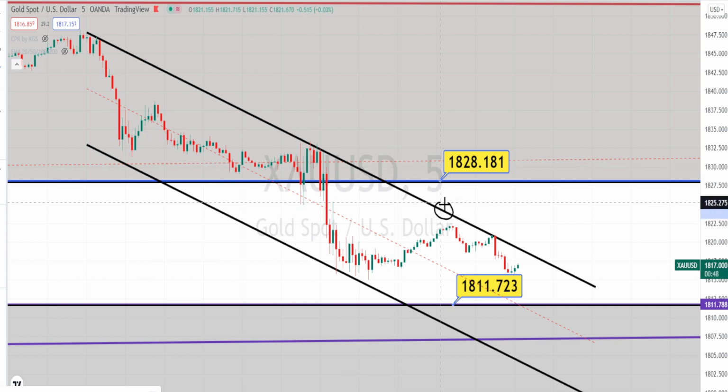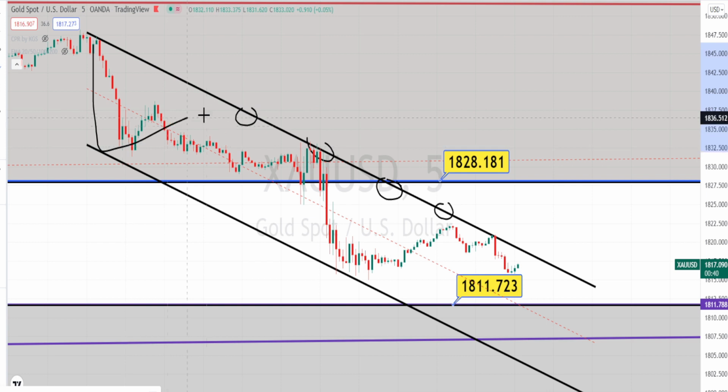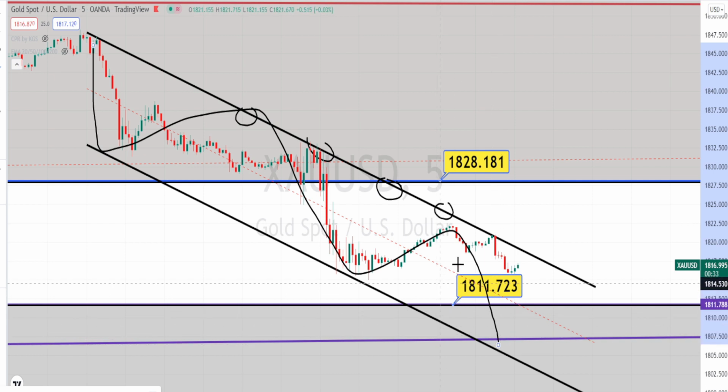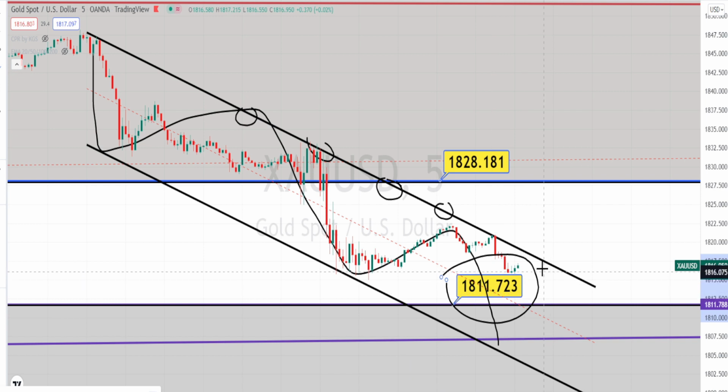When we analyze the price action in 5 minutes time frame, you can notice that the price action is very nicely trading within a bearish channel pattern. It has resistance level and the support level. Currently the price action is taking support at the level of 1812.